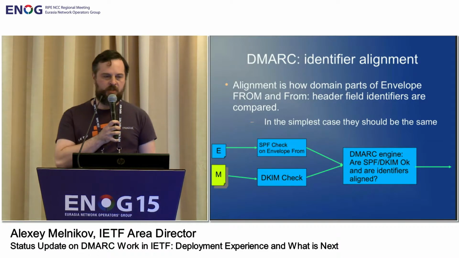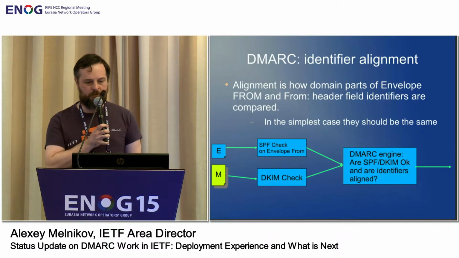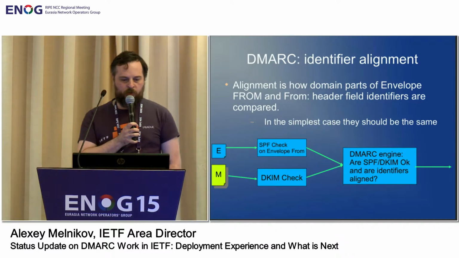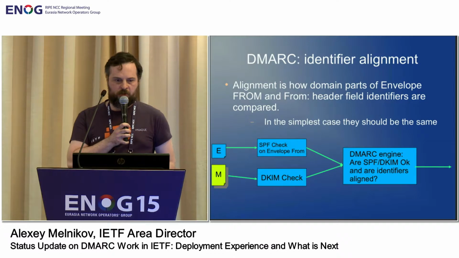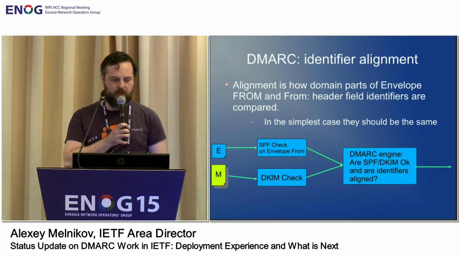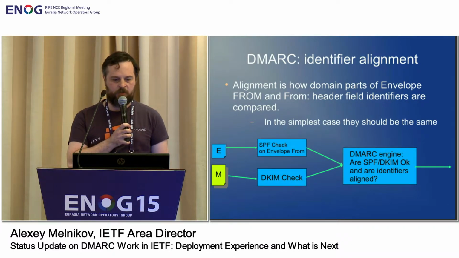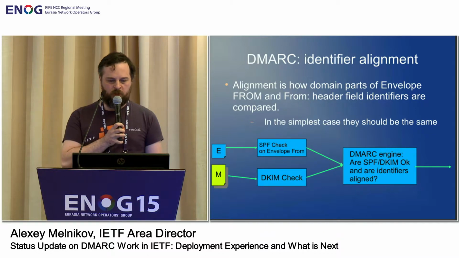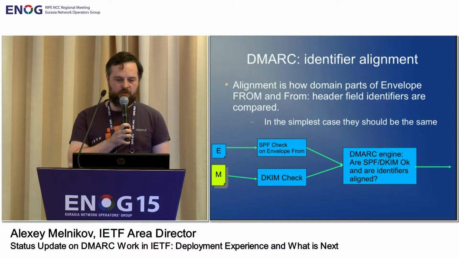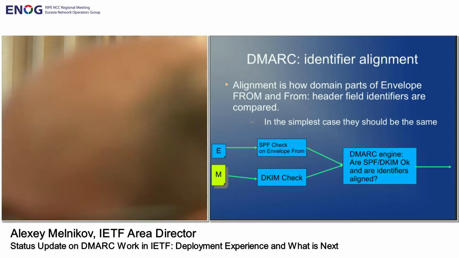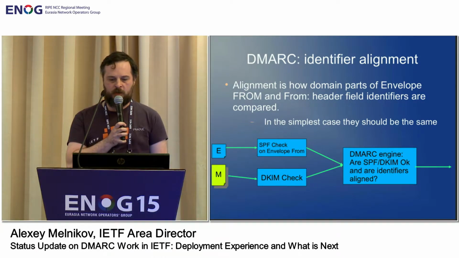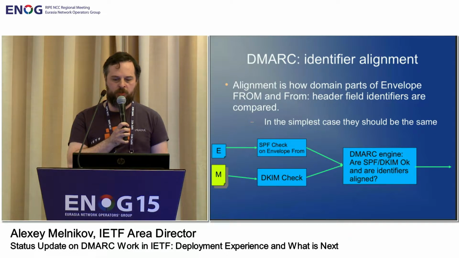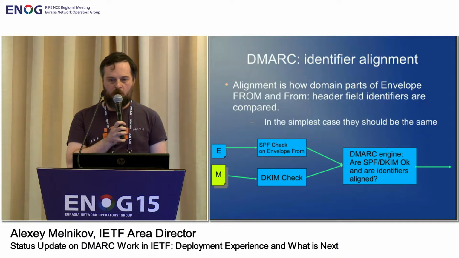So how does DMARC build on SPF and DKIM? E is the message envelope on the left, and M is the message itself. The envelope is used for SPF checks. Message headers are used for DKIM checks. Then it's being fed into the DMARC engine, and it verifies that both SPF and DKIM work.